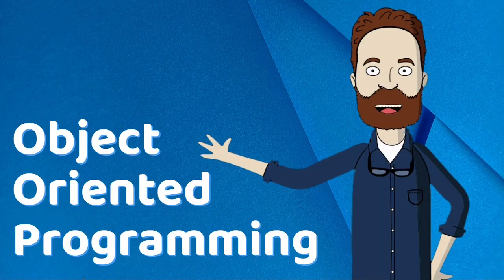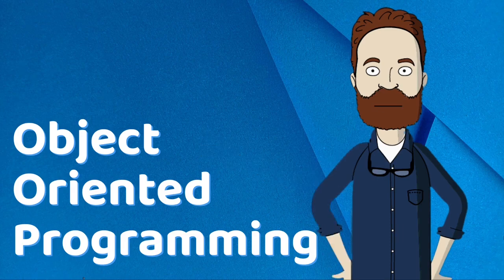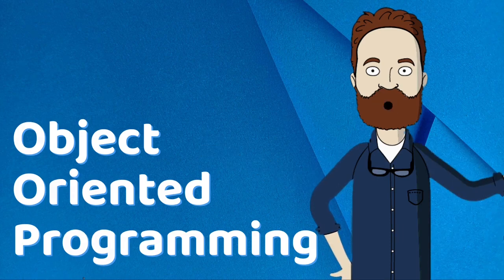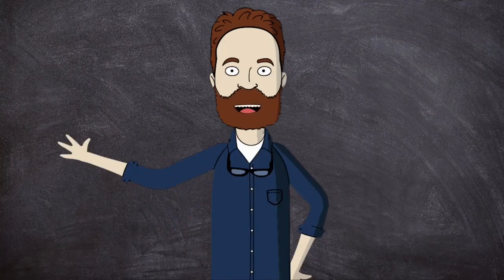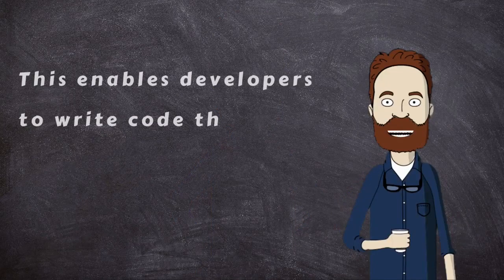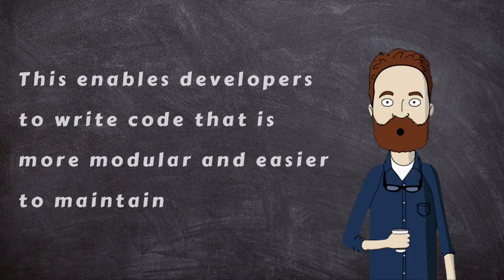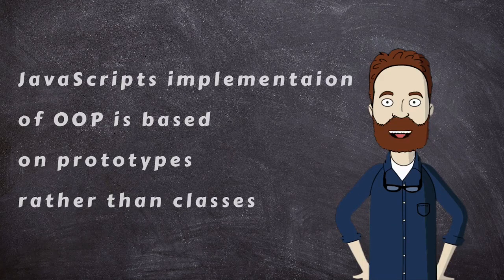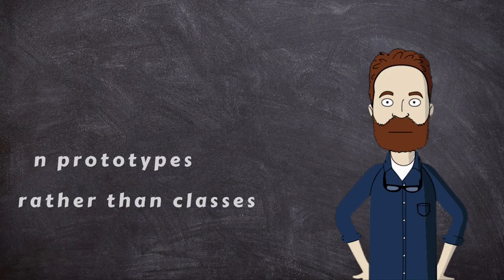Now I will explain you another feature of JavaScript known as object-oriented programming. JavaScript also supports object-oriented programming, which allows developers to create objects that encapsulate data and behavior. This enables developers to write code that is more modular and easier to maintain. JavaScript's implementation of OOP is based on prototypes, rather than classes.